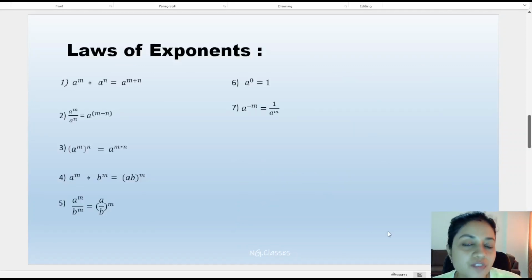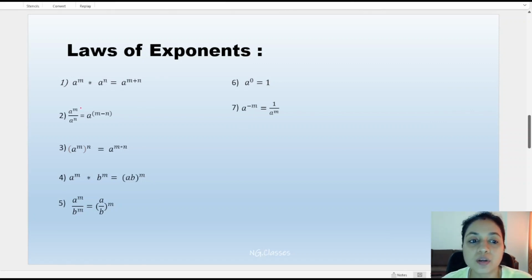Now let's see the laws of exponents, or also called the properties of exponents. By using these properties, we will do the simplifications. So let's see one by one. The first property says when the terms are in multiplication, that is a to the power m multiplied with a to the power n, be careful here, the bases are the same. Both the bases have to be the same, then only we can use this property. Powers can be the same or different, doesn't matter. So when the bases are the same and both the terms are in multiplication, then we have to add the powers. So it will result in a to the power m plus n.